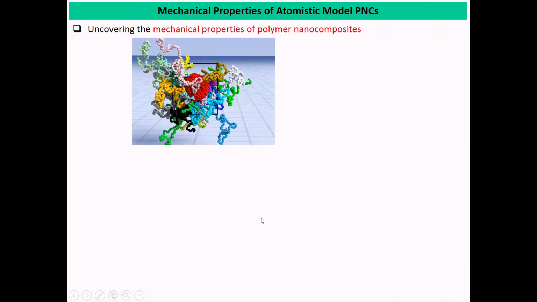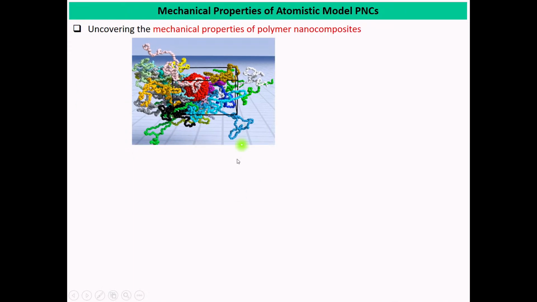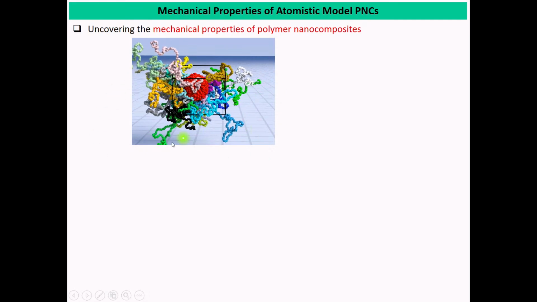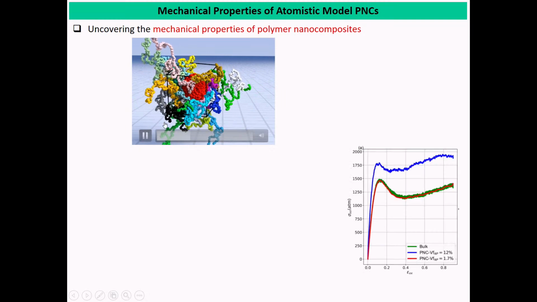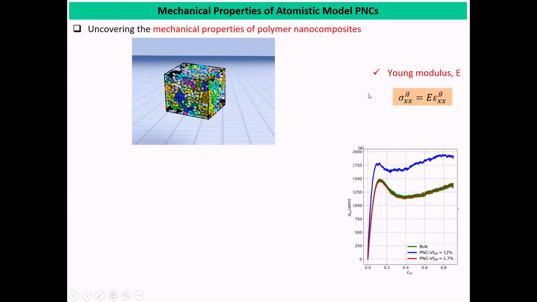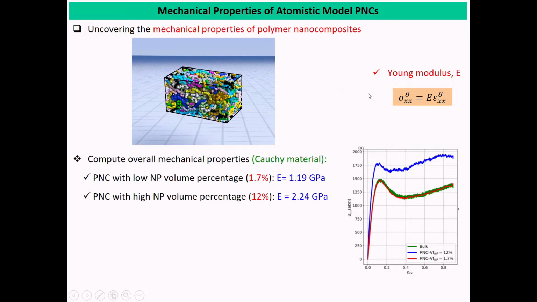And we do that by simply starting from these configurations. Here we have the polymer and nanoparticle. This is the polymer nanocomposite system. We apply the deformation. From that we can calculate stress versus strain, and from that we can calculate mechanical properties like Young's modulus and so on.